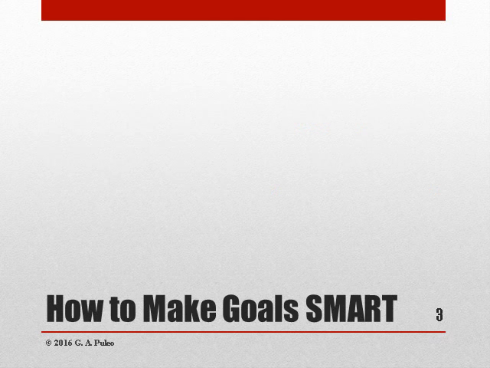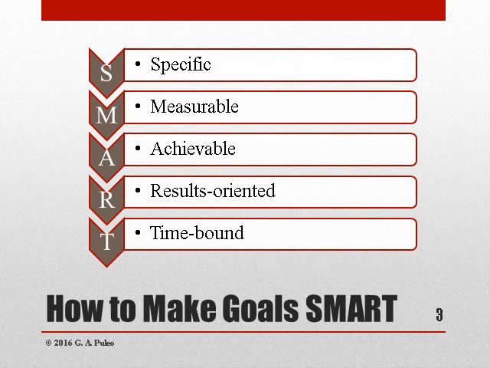So let's talk about this acronym of SMART to use as a framework for developing goals that will propel you toward the success that you deserve. The S in SMART stands for specific. The M means that the goal should be measurable. The A reminds you to make sure the goal is achievable. The R focuses on the results of obtaining that goal. And the T puts a time frame on the goal so that it is time bound.